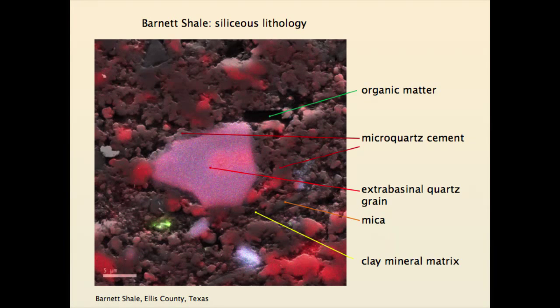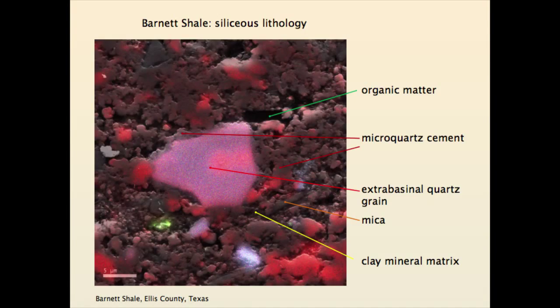That is authigenic microquartz. It's quartz that precipitated after the rock was deposited. It's the microquartz that makes the Barnett Shale brittle. It's chert in essence. If you remember chert from undergraduate days, chert is really brittle. The Barnett Shale is an argillaceous chert in part, and we can see that when we use cathodoluminescence.